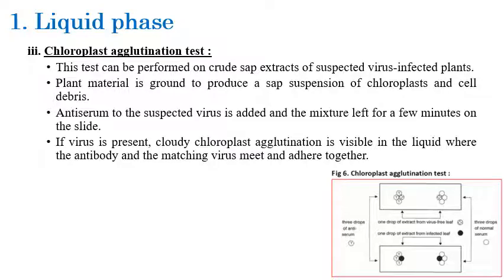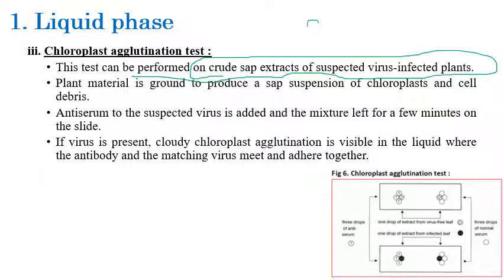And the third one is the chloroplast agglutination test. In this test, the procedure can be performed on the crude extract of a suspected virus-infected leaf or plant. Initially, as in earlier experiments, we have to get the infected plant sap. We prepare the extract by macerating and passing it through muslin cloth, and we get some juice along with the infected plant viruses. The plant material is ground to produce a sap suspension; it also contains chloroplasts as well as cell debris.